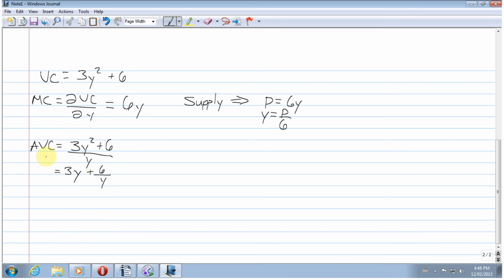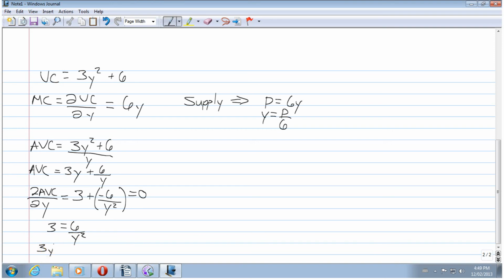Okay, so now we need to find the minimum value of something. What do we do? Well, this looks something like this. We want to find out where the derivative, aka the slope, is 0. For more on finding the minimum value of things, consult the math review. But anyways, we're going to take the derivative of this thing. It's 3 plus negative 6 over y squared, as near as I can tell. Yep. And we're going to set that equal to 0. So that means that 3 equals 6 over y squared.